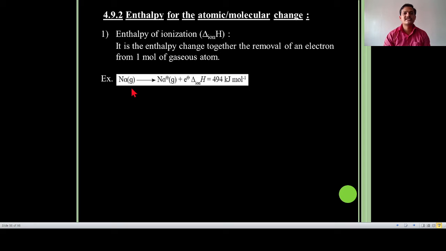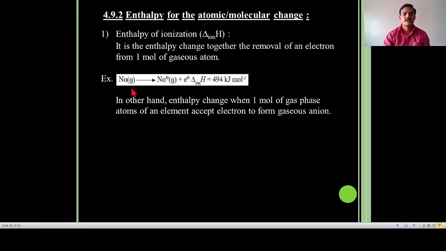So amount of energy is required to remove the electron from valence shell, the concept also called as enthalpy of ionization. On the other hand, enthalpy change when one mole of gas phase atom of an element accepts electron to form gaseous anion. For example, chlorine exists in gaseous phase. Atomic number of chlorine is 17. Configuration is 2, 8, 7. So chlorine atom adds 1 electron. It is converted into its anion, that is Cl minus ion, also exists in gaseous phase. The concept called as electron gain enthalpy, having a value minus 349 kilojoule per mole. Means ionization enthalpy and electron gain enthalpy are exactly opposite.